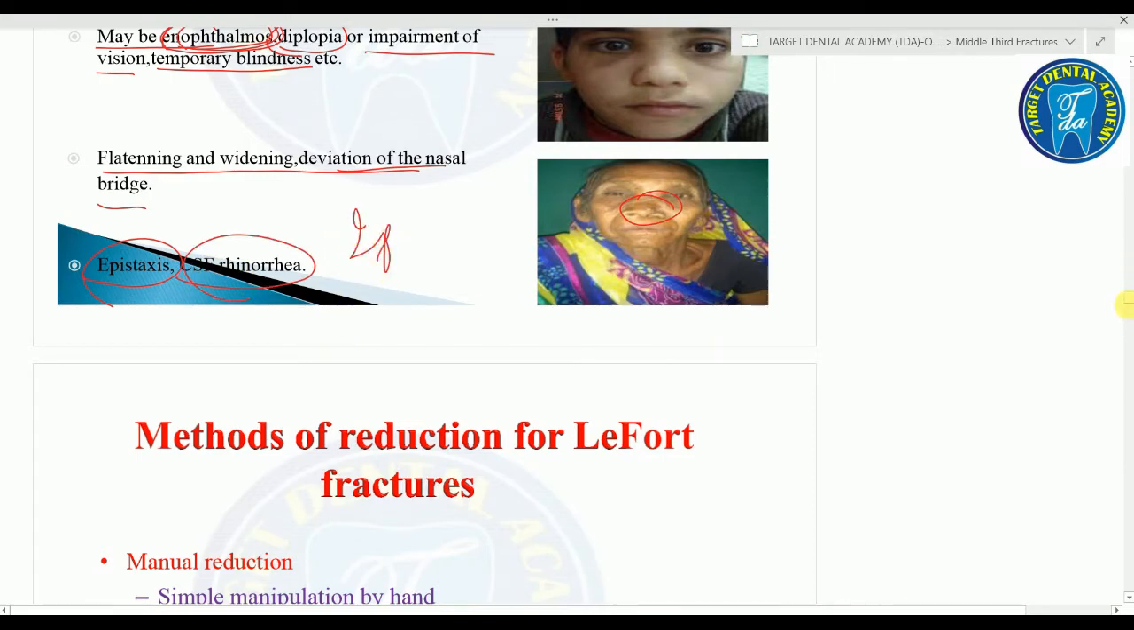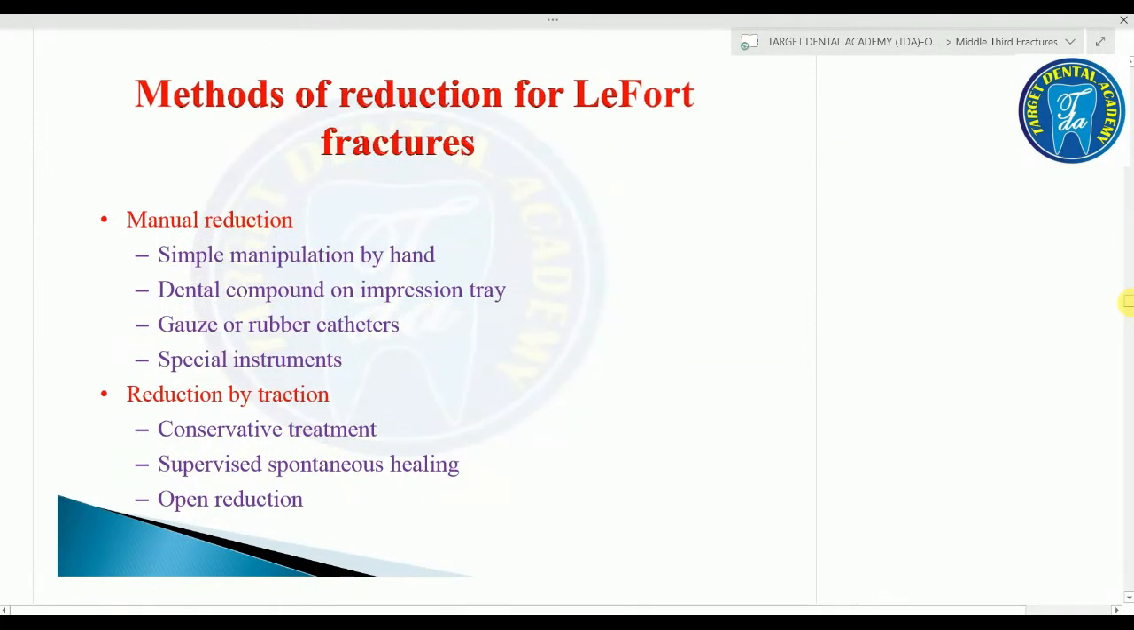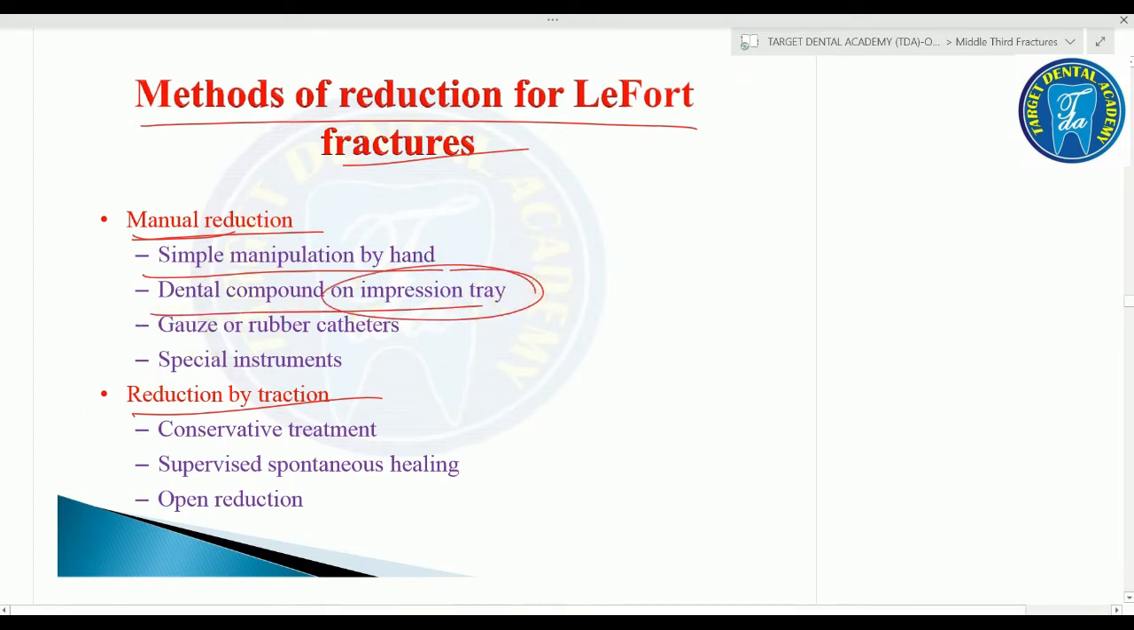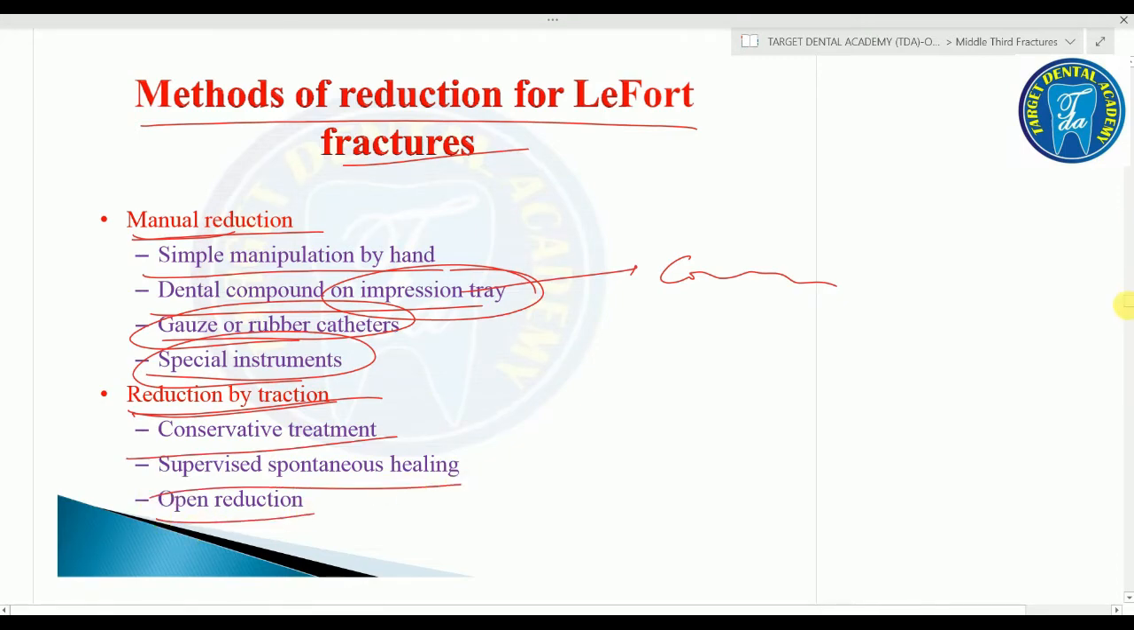Important. So after this, let's discuss the methods of treatment or management of the Le Fort fracture. Coming on to the methods of reduction for the Le Fort fracture, we have manual reduction and reduction by traction. In manual reduction, we have simple manipulation by hand, dental compound or impression tray, gauze or rubber catheters, special instruments, and in the reduction by traction, you can do it by conservative treatment, supervised spontaneous healing, and open reduction.